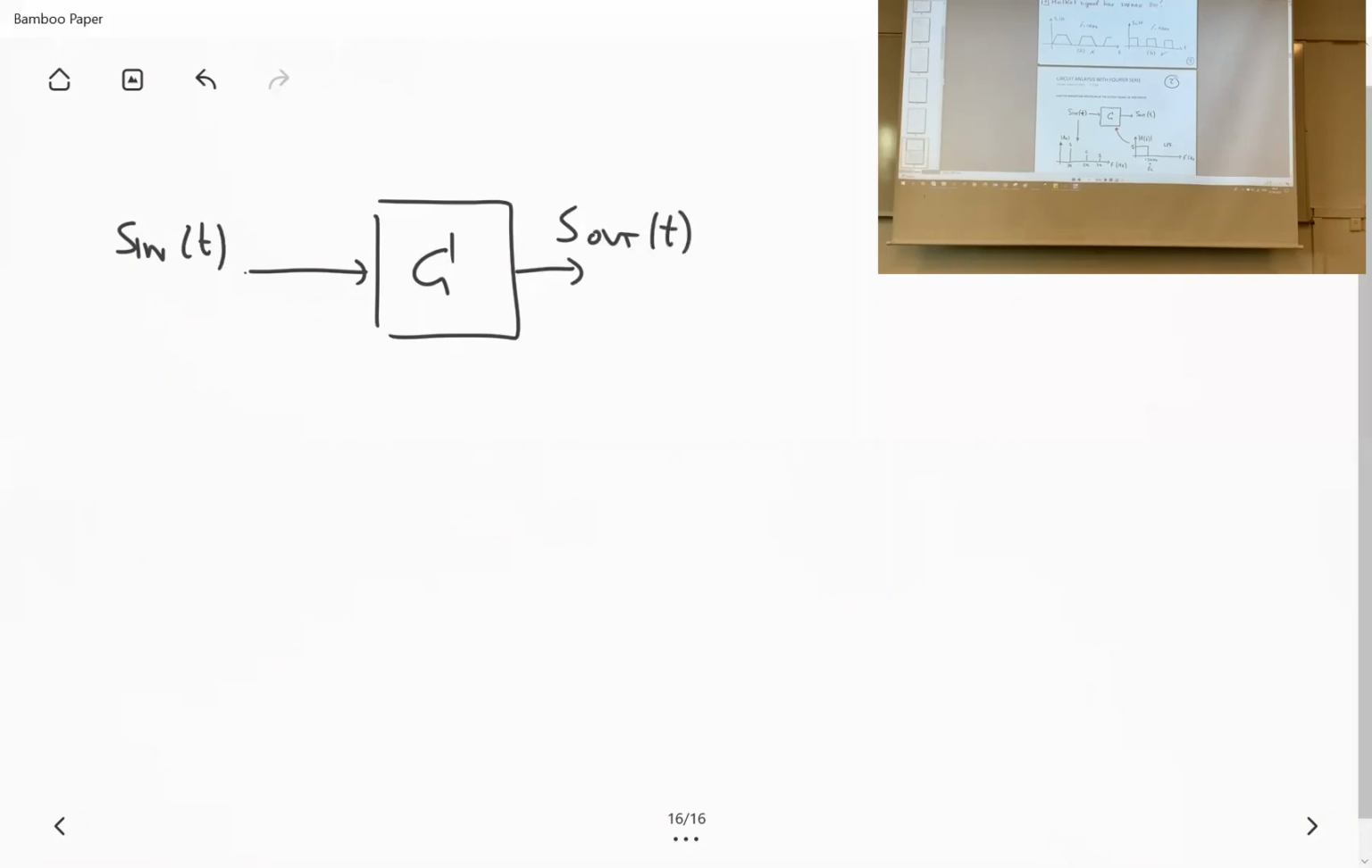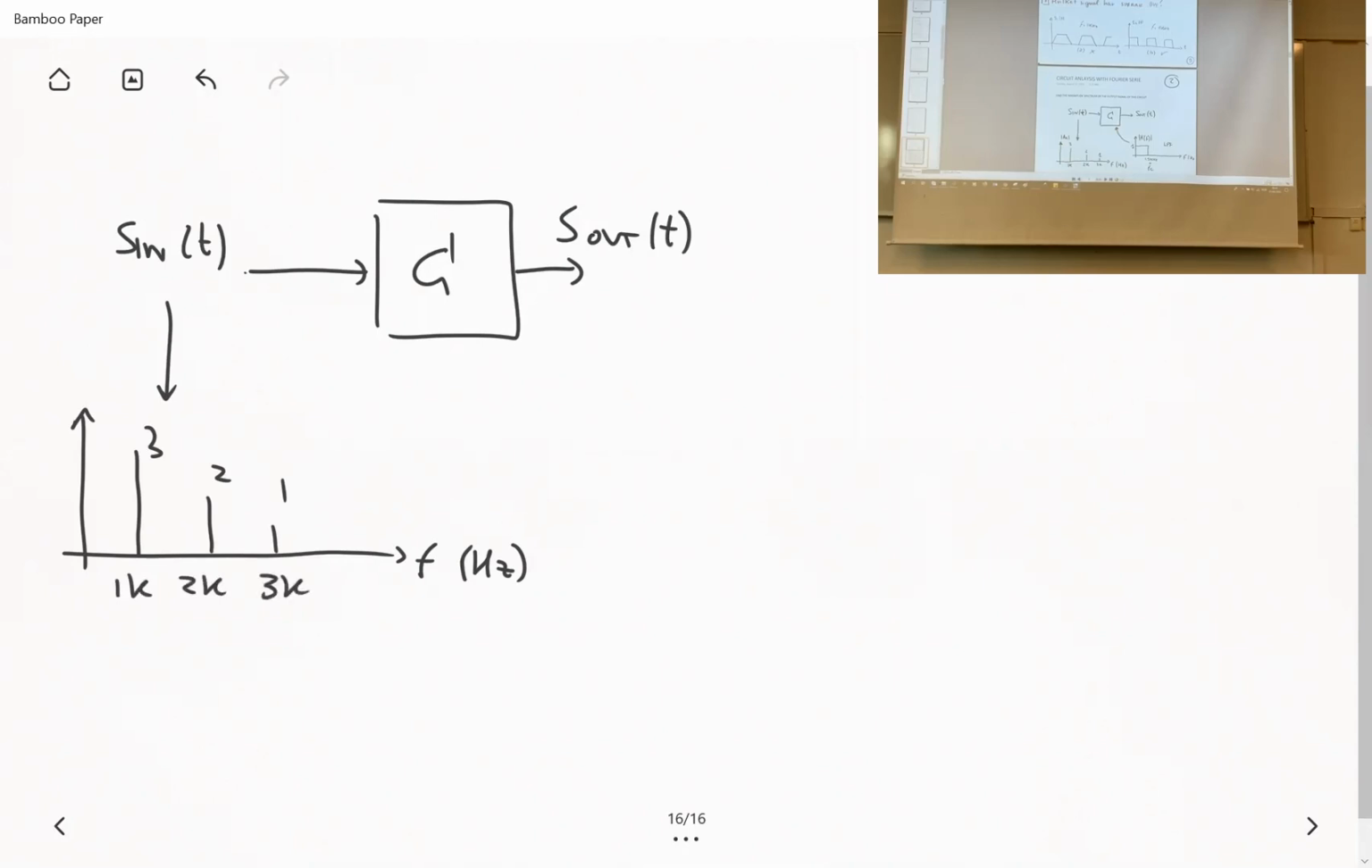The input signal has the spectrum I draw there. This is frequency in hertz. Then I have 1K, 2K, and 3K. This is the spectrum of the input signal. Remember to write absolute value of AK because this is the magnitude spectrum. We have two parts, phase and magnitude. This is just the magnitude, so we are neglecting the phase.